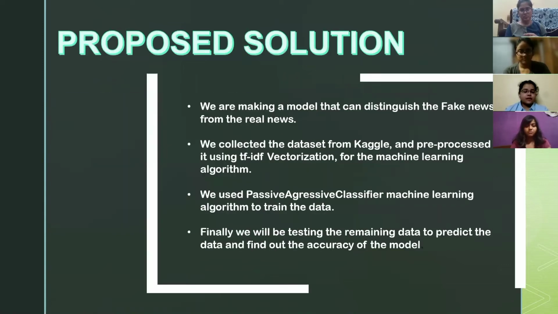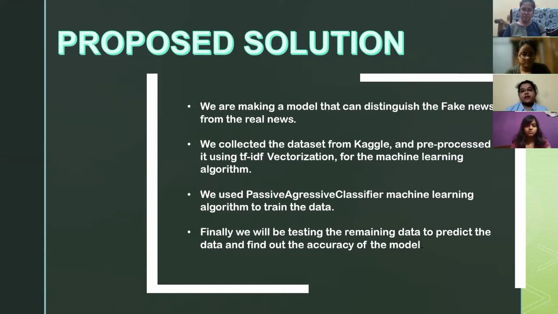We got our dataset from the Kaggle. It has many attributes, but mainly we're using two of them. We then process the dataset using TF-IDF vectorization to convert the alphabetical data to numeric values. We split the data into two sets, the training set and the test set. 80% of the data is used to train the model using passive-aggressive classifier, and the remaining 20% is used to test the model and to determine how accurate our fake news model is.